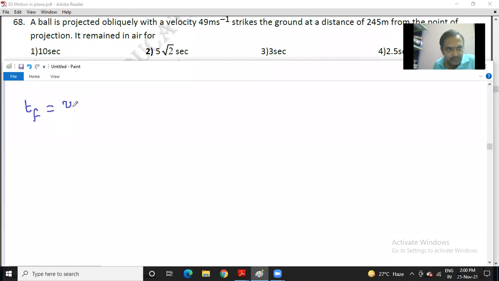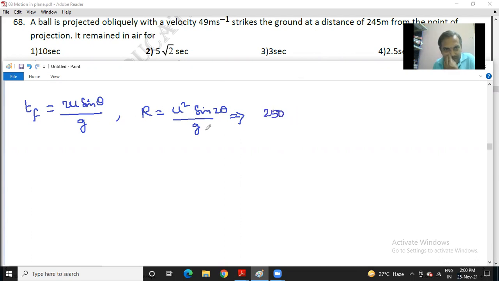So what is the expression of time of flight? 2u sine theta by g. So in the question we have u, but we don't have theta. So let us try to find out theta, making use of the expression of range, u square sine 2 theta by g. In the question R is mentioned as 245 meters. You better take it as 250. Why? Because you need to consider g as 10, so you take u as 50 instead of 49.